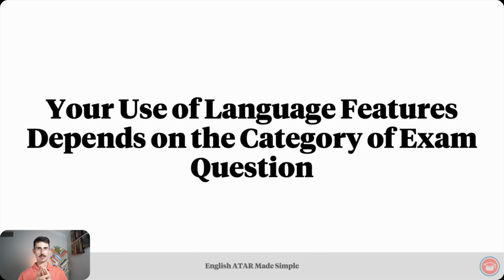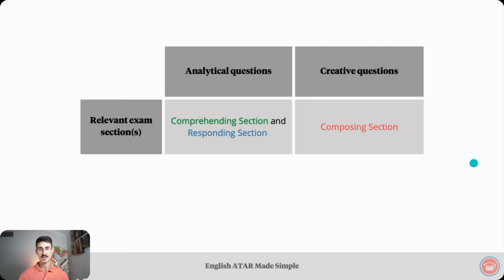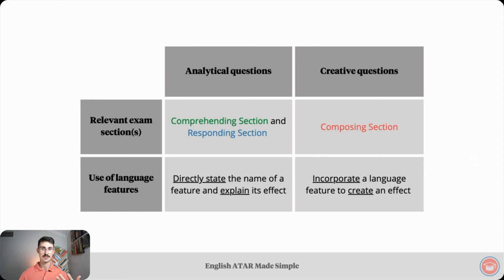Now let's talk about how your use of language features will depend on and change based on the category of exam question. In Module 1, we established that there are 2 categories of exam questions: analytical questions and creative questions. The relevant exam sections for analytical questions are the comprehending section and the responding section. And then for the creative questions, those questions are found in the composing section. For analytical questions, you'll use language features by directly stating the name of a feature and then explaining its effect. For creative questions, you'll use language features by incorporating a language feature to create an effect.